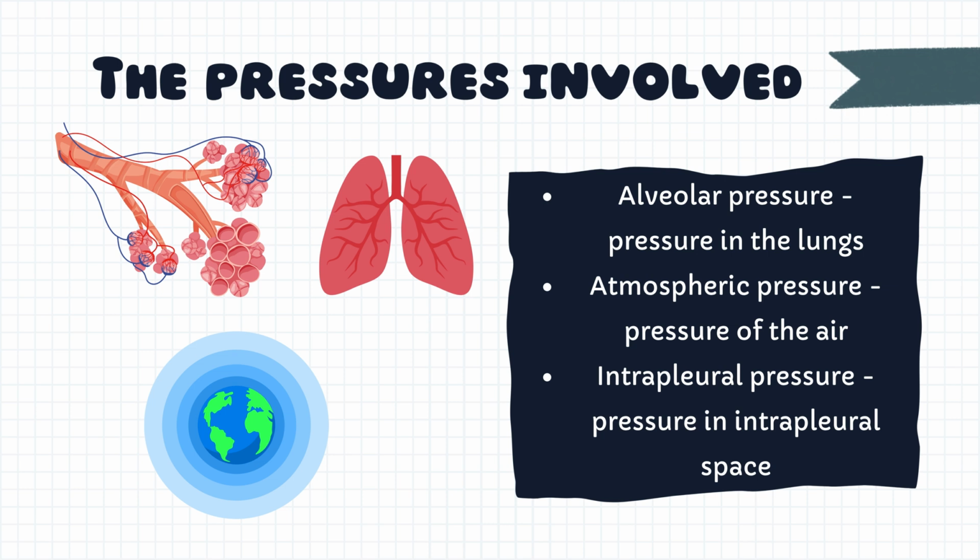How does alveolar pressure drop? By increasing thoracic volume. This is done by the diaphragm and intercostal muscles.